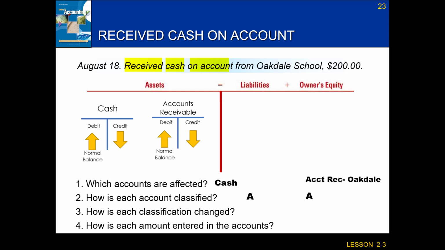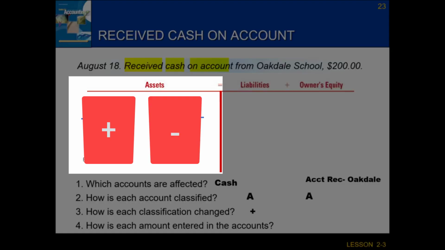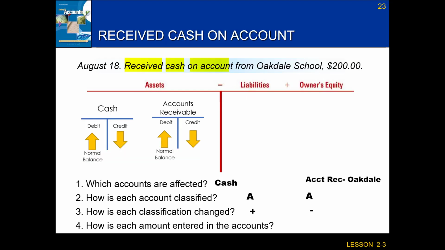How do I change each classification? If I receive cash, cash is increasing. And it means if I have a plus on the left side of my equation and I'm only affecting one side, I have to have the opposite sign. So accounts receivable is actually going to be a minus. They owe me less because they've paid off part of their bill.